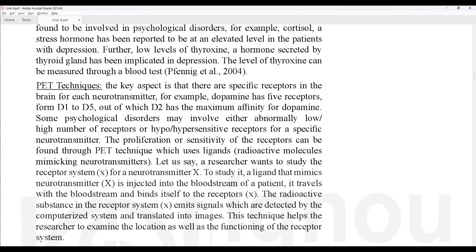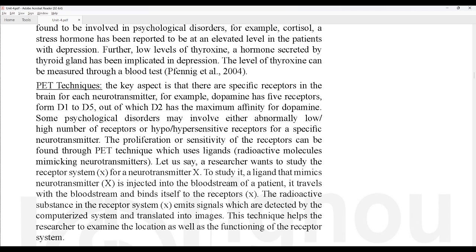The proliferation or sensitivity of the receptors can be found through the PET technique, which uses ligands, radioactive molecules mimicking neurotransmitters. Let us say a researcher wants to study the receptor system X for a neurotransmitter X. To study it, a ligand that mimics neurotransmitter X is injected into the bloodstream of a patient. It travels with the bloodstream and binds itself to the receptors X.